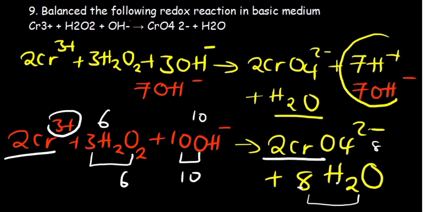And this is in basic media because we can clearly see that only hydroxide ions are present. So that is how you get to balance. In acidic media, you have to have the hydrogen ions.